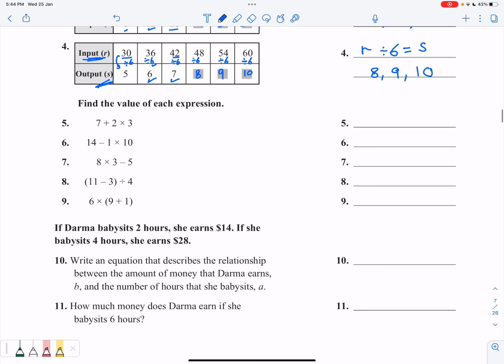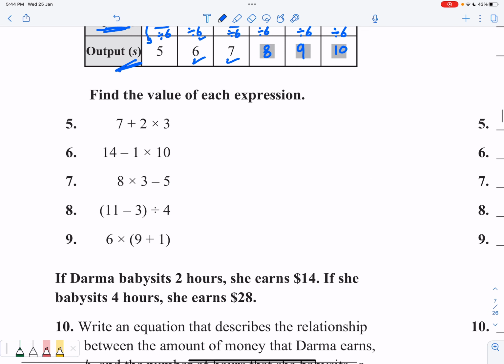Now let's do the other examples. Here we have: find the value of each expression. We want to find out the value of these expressions. As you can see here, we have multiple operations. We have adding, multiplying, subtracting, dividing, all of the operations.